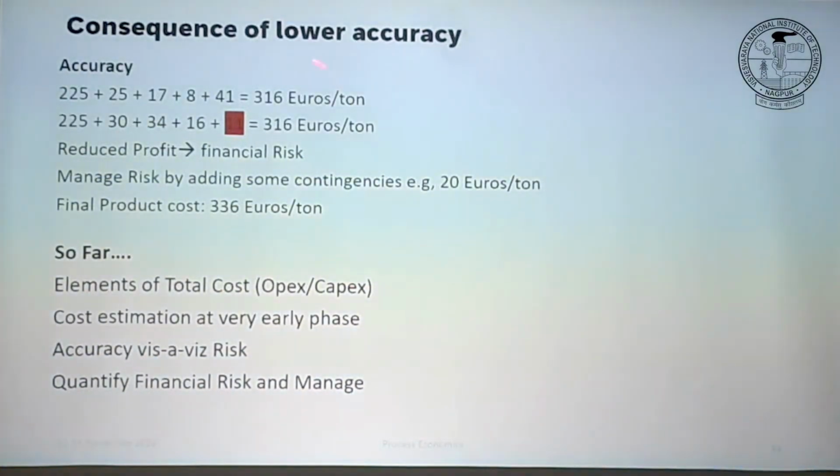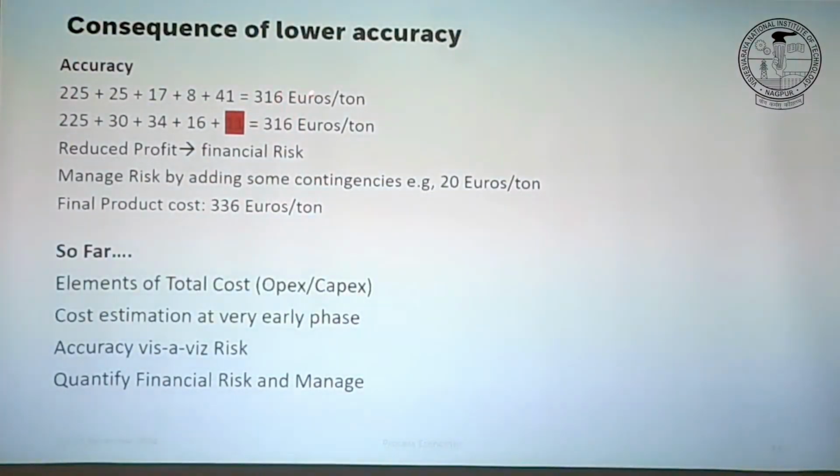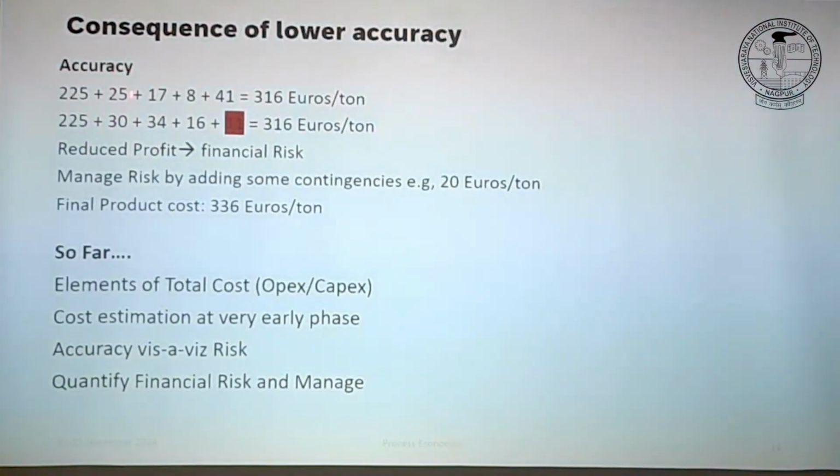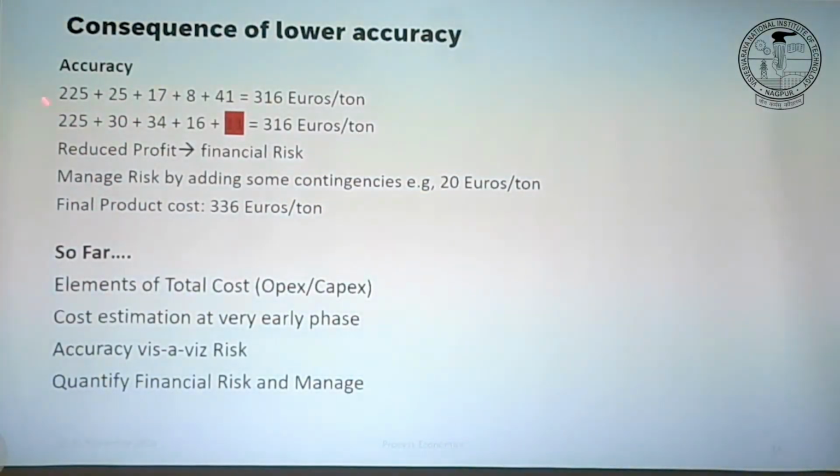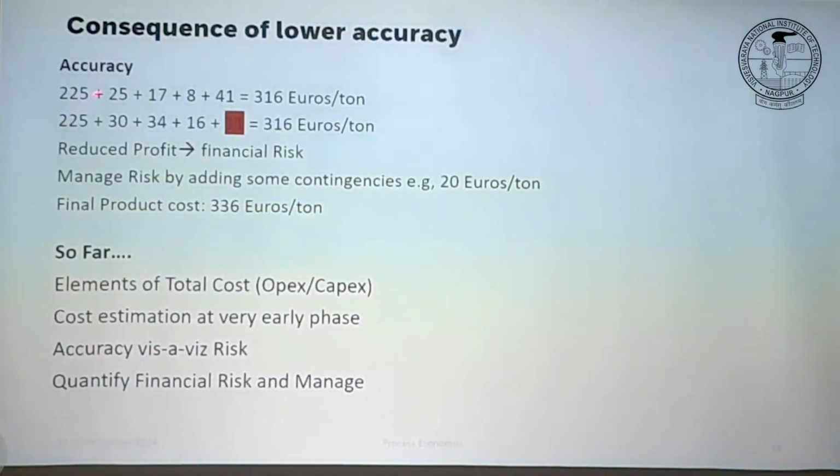So how accuracy can affect your business case, or your profits? So you could see, two scenarios. We keep the selling price same, 316. That was the other variable cost for utilities. We assume 10%, right? And the accuracy was plus minus 20%. Suddenly this 25, after spending few months on calculations and doing all the engineering work, we realized it's not 25, it's 30, right?